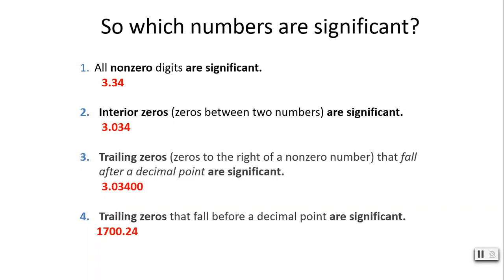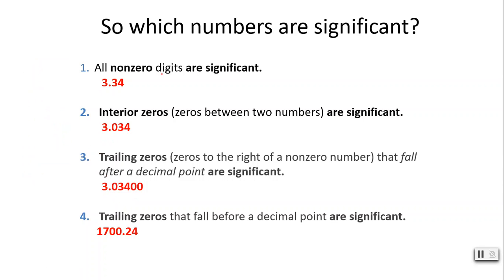So in the last video, we talked about significant figures and how the number of significant figures in a measurement speaks to the level of precision of a measurement. So that begs the question, well, how do I know if a number associated with a measurement is significant? Which numbers are significant? To determine significant figures, there are a few rules to follow.